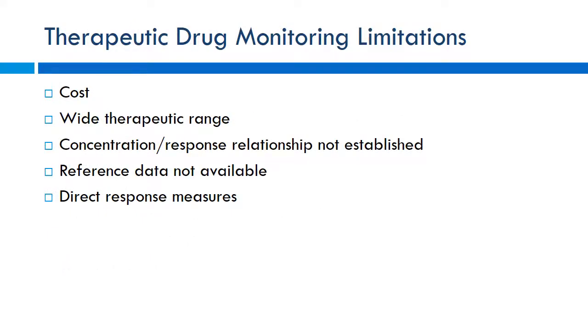Again, some of the limitations with doing this TDM are going to be costs. Oftentimes it's going to be more expensive. In a lot of cases, though, when they did some studies looking at prospective therapeutic drug monitoring and prospective drug dosing, you'll find that it actually saves money, right? And so why do you think that would be?